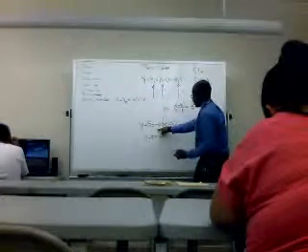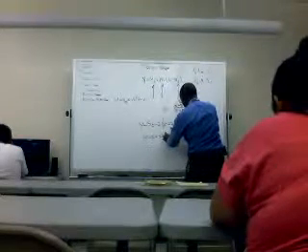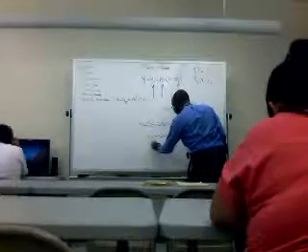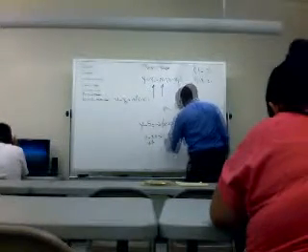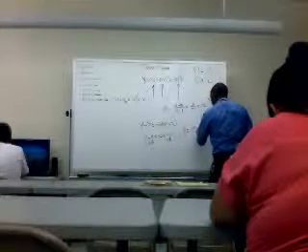We have to distribute this. -2 times x gives us -2x. -2 times -2 gives us +4. Okay? We have to add the 5. Add the 5, and we end up with y equals -2x plus 9.